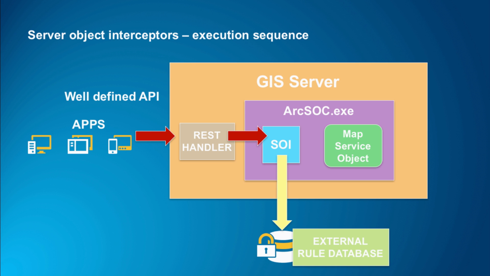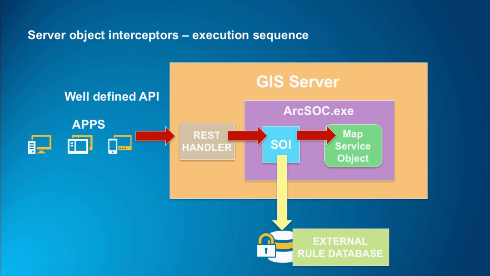When it arrives at the ArcSOC process, it's first intercepted by the code that you've written as an SOI. That SOI can then look up a rule engine, look up a database, look up an external source, and determine how best to process your request. Your SOI can basically terminate that request right there, simply return a response, or process it further.